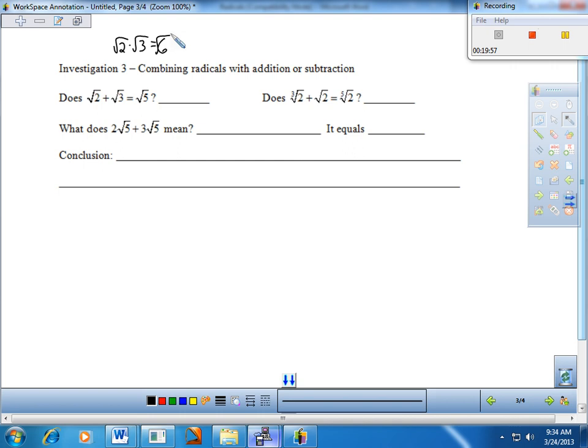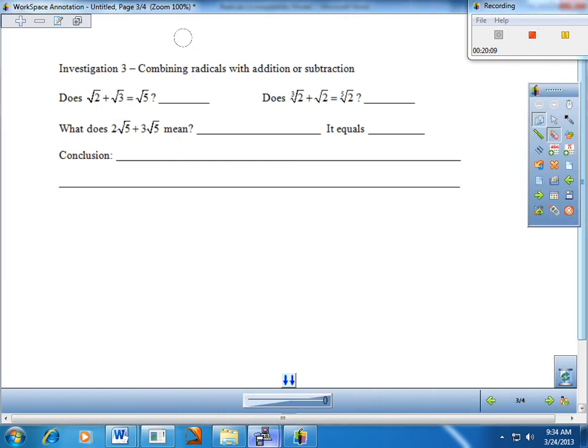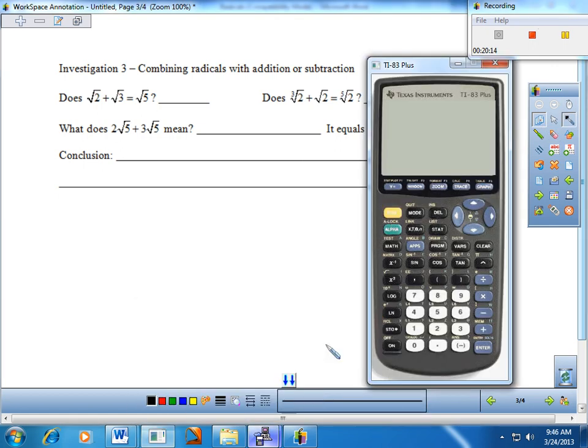There is the product property. I guess the question is, is there a sum property? So let's find out. Grab your calculator for me. I'm going to go ahead and get mine right now. So let's get that root 5 going. Here's root 5, about 2.24, give or take.